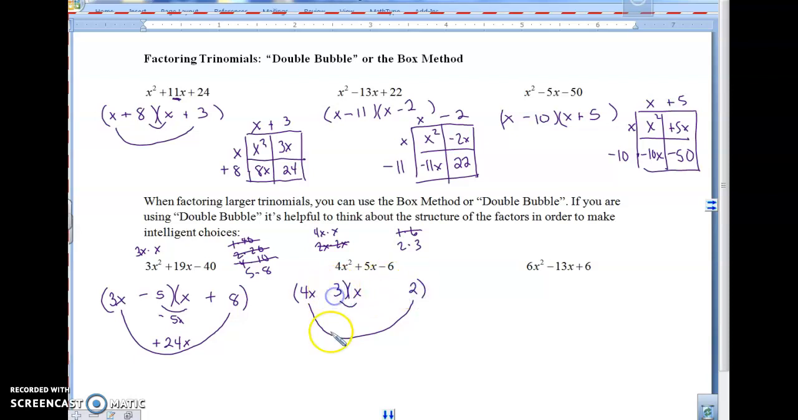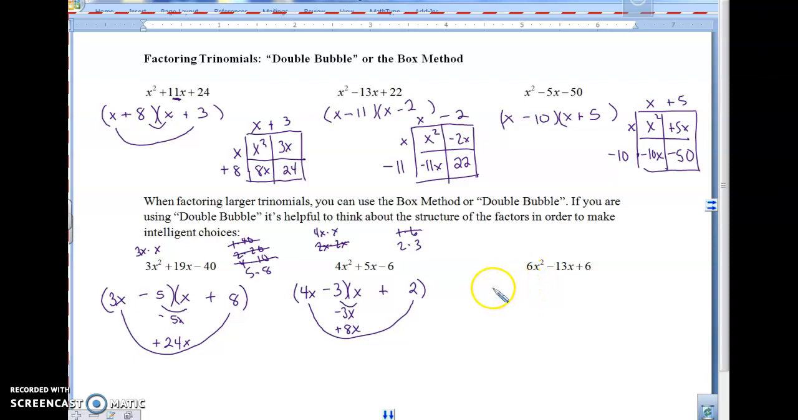And then the 3 here. So that gives me 3x and 8x, which I can get 5 by making the 3 negative and the 2 positive, so I get positive 8. So that works out. So think about your choices when you do that.